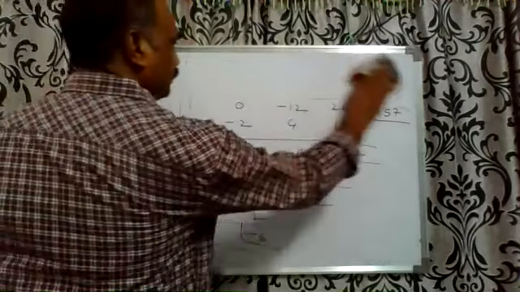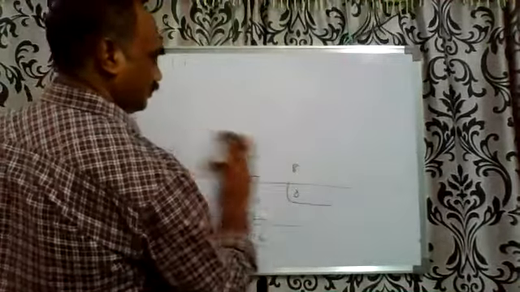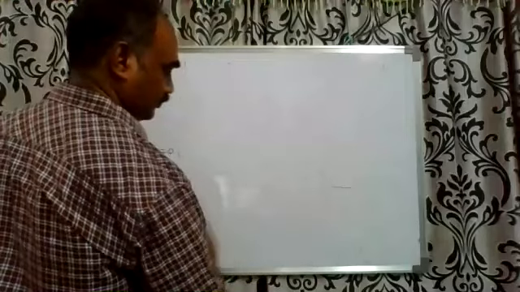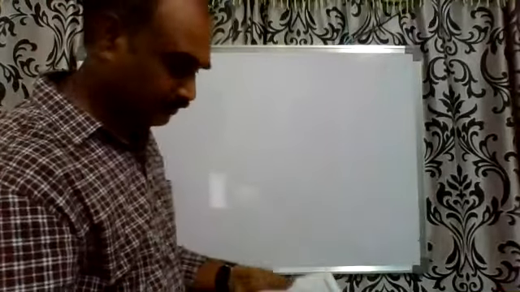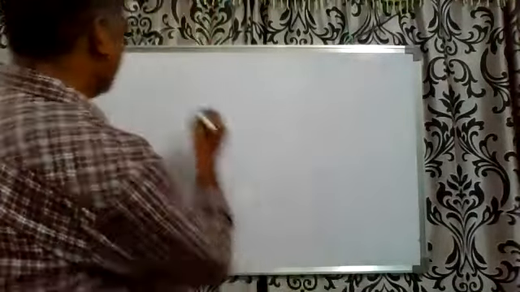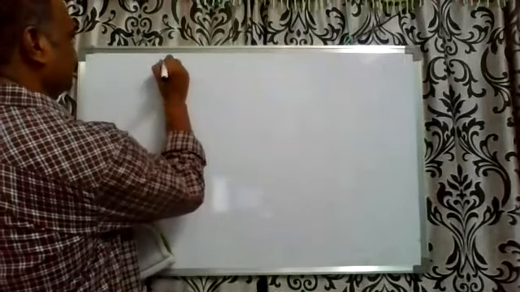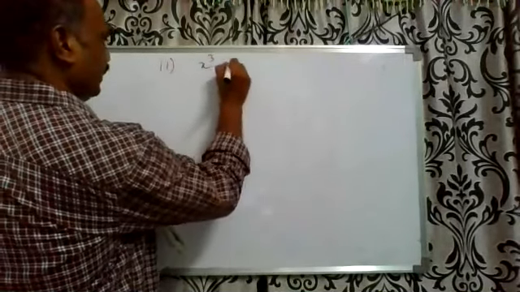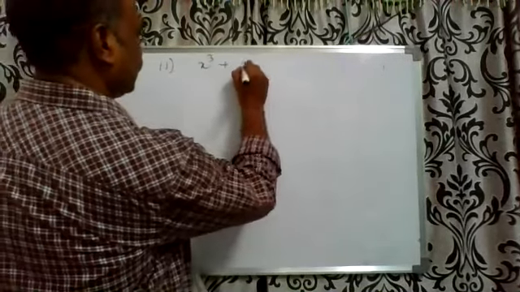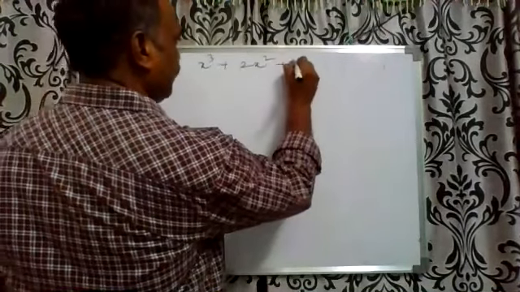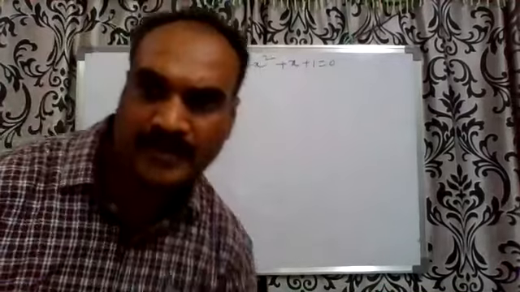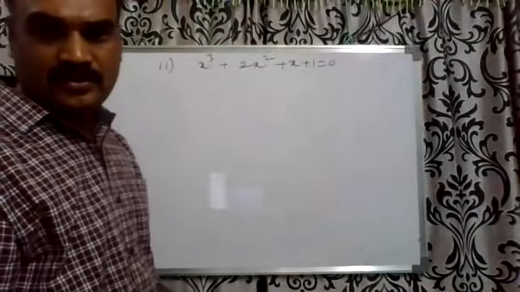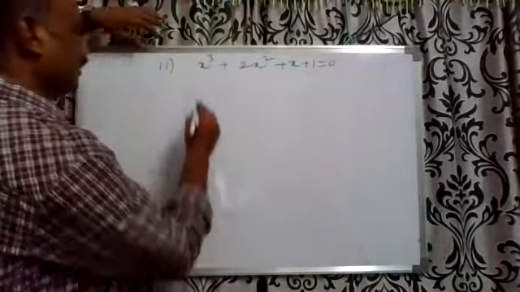Next problem. Next question. x to the power of 3 plus 2x square plus x plus 1 is equal to 0. Eliminate the third highest power.